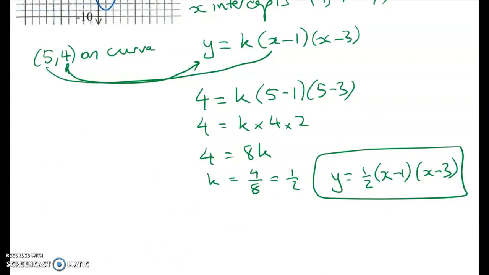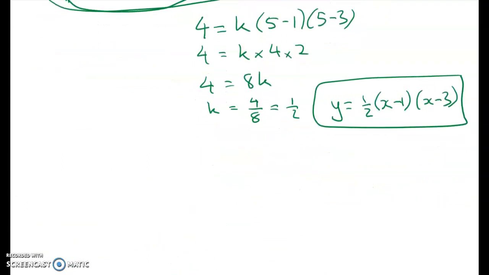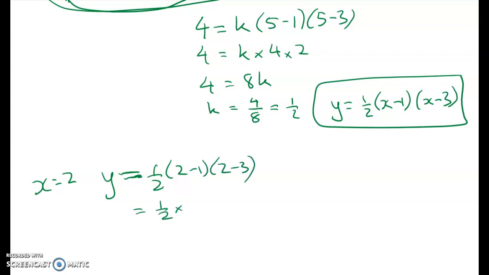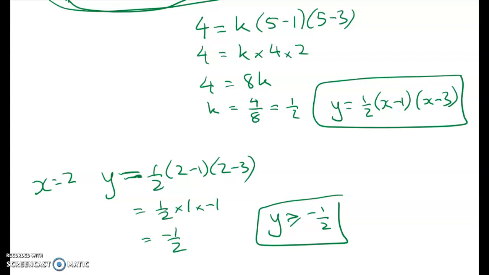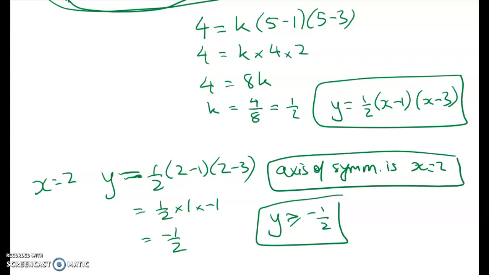So just erasing that mess at the bottom of the screen, here's what we've got. When x equals 2, y is equal to a half times 2 minus 1 times 2 minus 3, which is a half times 1 times -1, which gives us -1/2. And that looks about right. So my range in here is that y can be any value greater than -1/2. And the axis of symmetry here is where x equals 2. So there are some features of that graph.